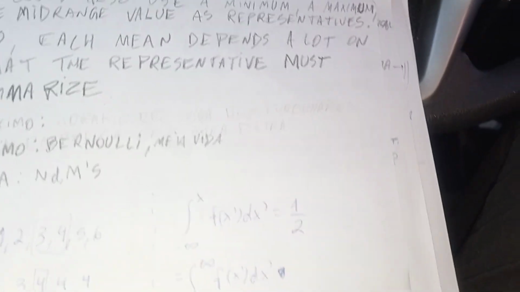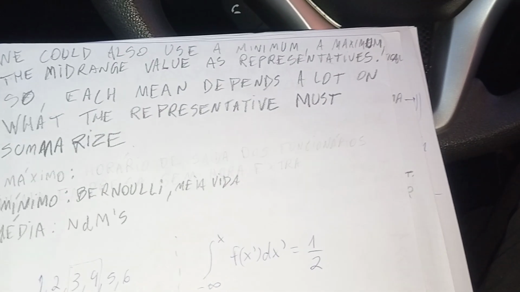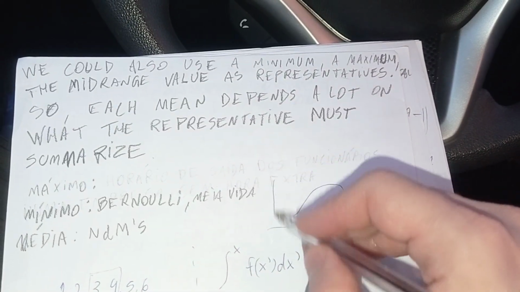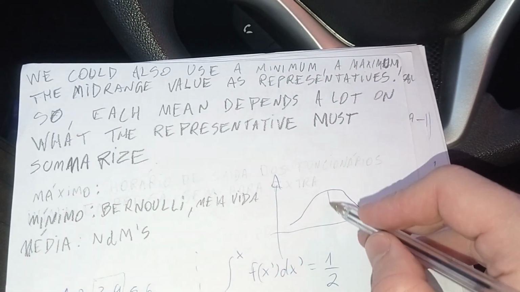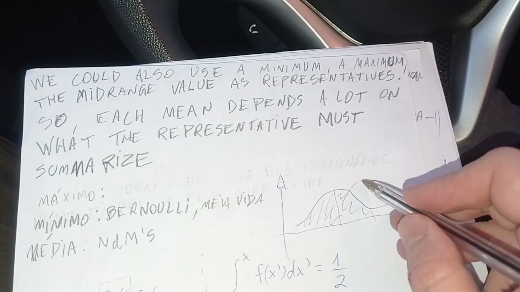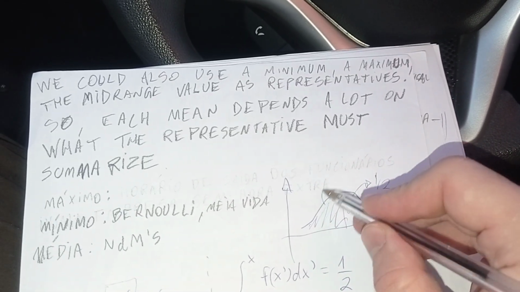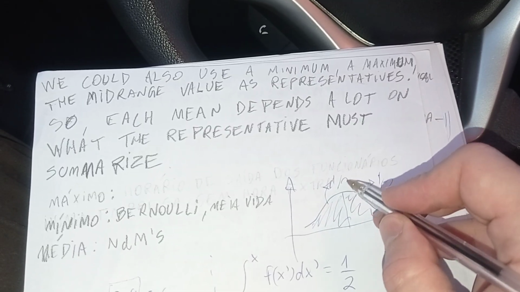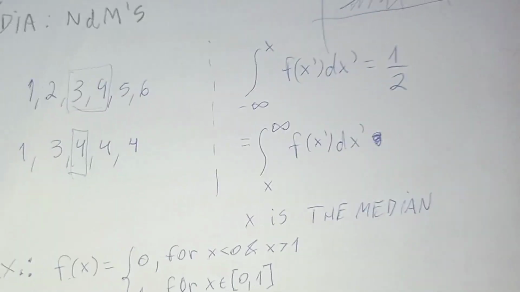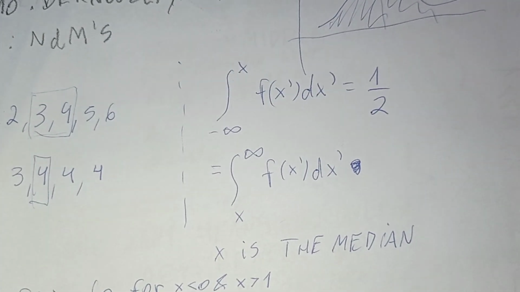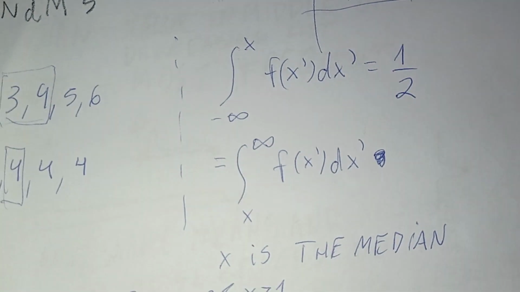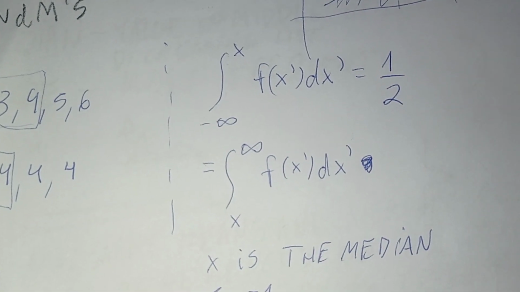Basically, the picture is you have a curve here, and you're going to integrate until you have two areas here that are equal, and each one of them is half. And if you do that, x is going to be the median, this number here.